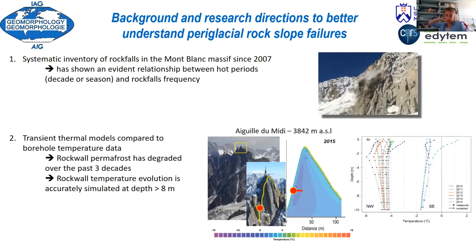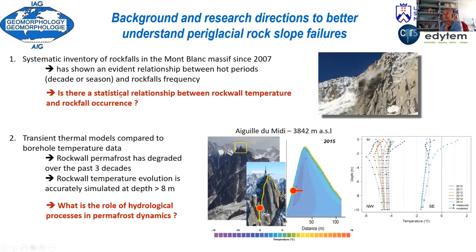And with this model, we can show that rockwall permafrost has strongly degraded over the past 3 decades, and that these models are suitable to reproduce temperature evolution at a depth of 8 meters and deeper. In the shallow layer here, you have the comparison of measured and modeled temperature. Here is the measured and modeled temperature for this borehole, for example. Below 8 meter depth it is quite reliable, and at shallower depth there are various processes, such as air ventilation in the fractures or water infiltration in the fractures, that may cause discrepancy between modeled and measured temperature. So now we try to build upon these accomplishments, and this is what I will present to you today.